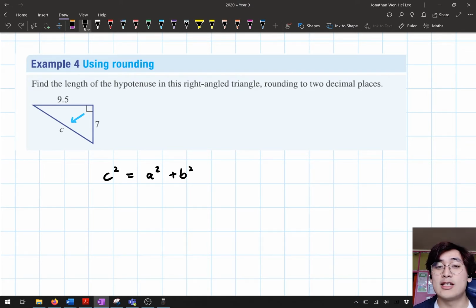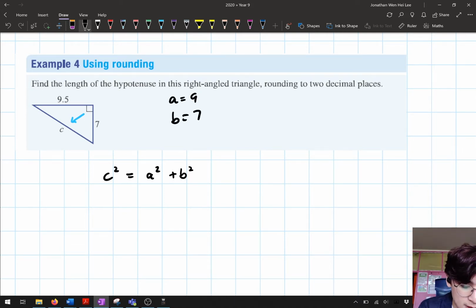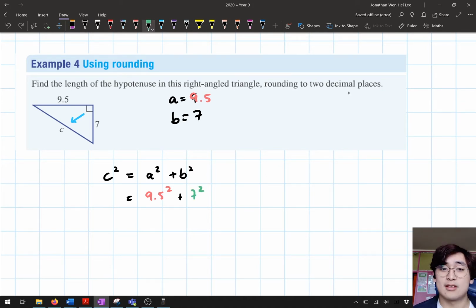The next step is I'm going to identify my 2 shorter sides. So I've got my 2 shorter sides, 7 and 9.5. I don't care which one is A, which one is B. I could go A is equal to 9.5, B is equal to 7. And I'm going to substitute those values in. So I've got 9.5 squared plus 7 squared. So that's the second step. I substitute those values in.